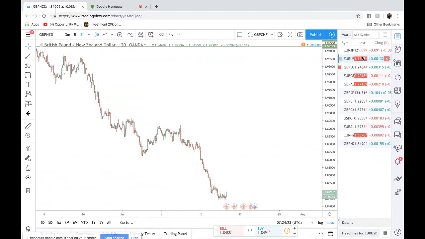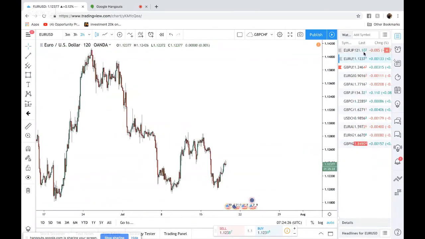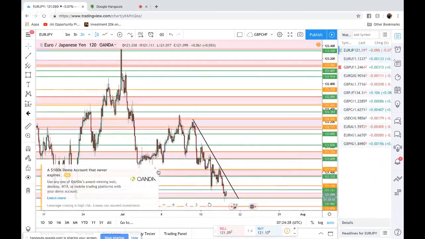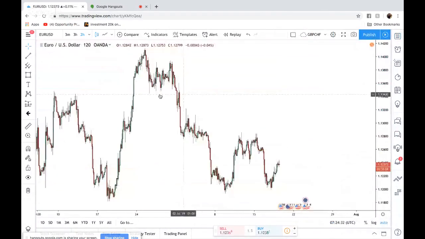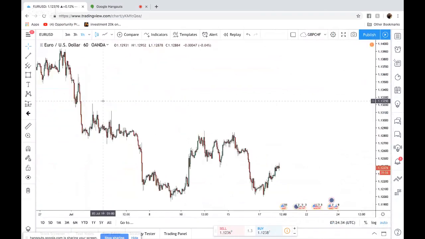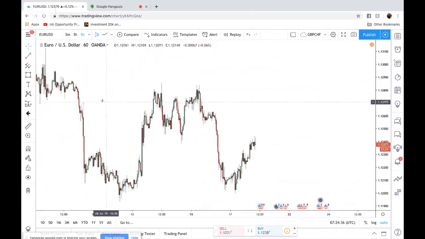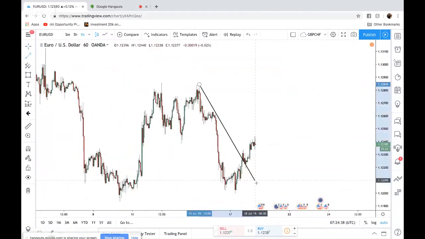I actually want to mark up this Euro USD. So I've got EJ already marked up. I'm going to mark up this EU because it's very interesting. Just a few things that I'm looking at, just a quick point: we saw that the market broke this trend line. It actually retested it as it's going up.